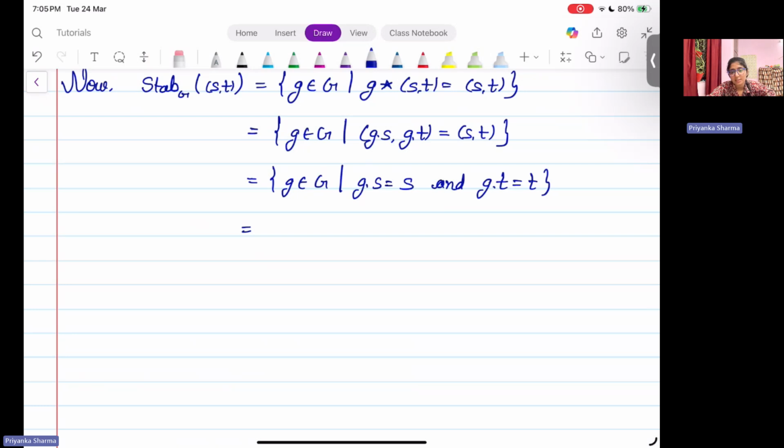So the first condition, that is G dot S is S, will give us all those g belonging to G which are in the stabilizer of S, and G dot T is T. If we collect all those g in G, then we will get the stabilizer of T in G. So we need g in G such that g is in the stabilizer of S as well as in the stabilizer of T. It means it will be in the intersection of the stabilizers of S and T. So the stabilizer of S comma T will be the stabilizer of S intersection the stabilizer of T. Obviously, here we are taking the intersection of subgroups.